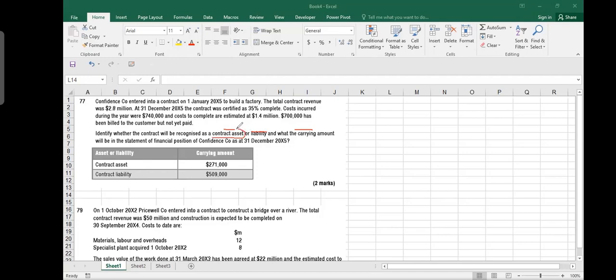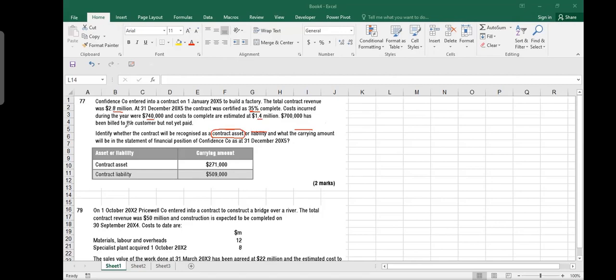Let me explain contract asset, and then I will tell you what we exactly mean by it. It says Confidence Company entered into a contract on 1st January to build a factory. The total contract revenue was 2.8 million. It's a fixed value contract. At 31st December, the contract was certified as 35% complete. This is an important figure for us. Cost incurred during the year was 740, and the cost to complete is estimated at 1.4 million.